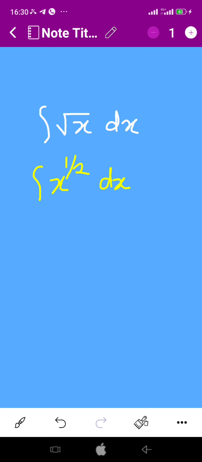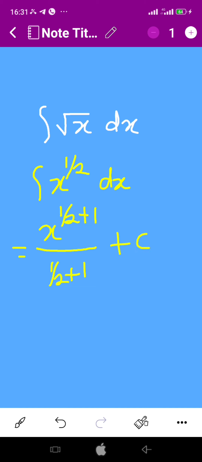To integrate, we normally add instead of subtraction. Therefore we have x raised to the power 1 over 2 plus 1, because that is why it is called integration, and whatever be the value of the power will also be the value of the denominator, and we now have 1 over 2 plus 1. Then remember, there is a constant which is called arbitrary constant. We are going to introduce it as c.